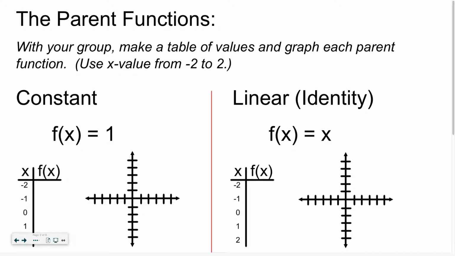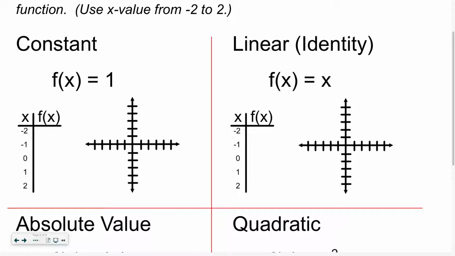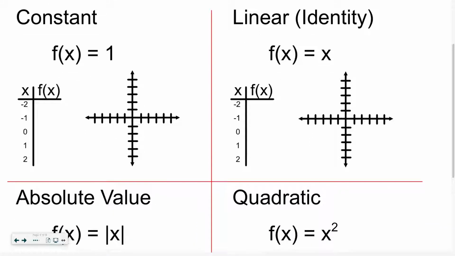So we have 4 of them. I'm going to scroll up. The first 2 are going to be constant and linear functions. Linear is sometimes referred to as the identity function. Okay. And then we also have absolute value and quadratic. Okay, so you're going to do 4 of them together with your groups. I'm going to give you about 5-ish minutes. Okay, we'll see how we're doing.